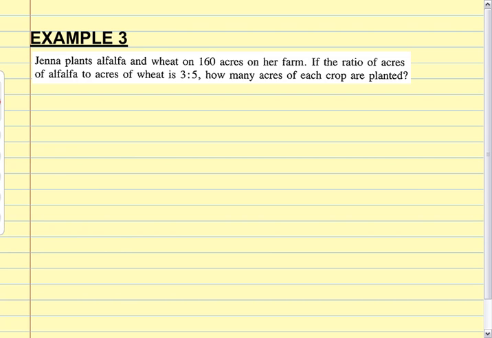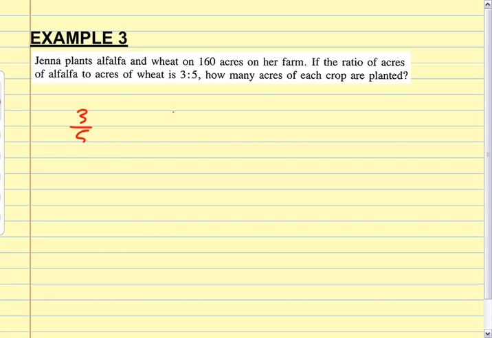Now, if the ratio is 3 to 5, also known as 3 over 5, how many acres of each crop are planted? The problem is they've reduced the ratio. They found a number that goes into both of them and reduced it to 3 over 5. I don't know what that number is, but I do know it's the same for each of them.